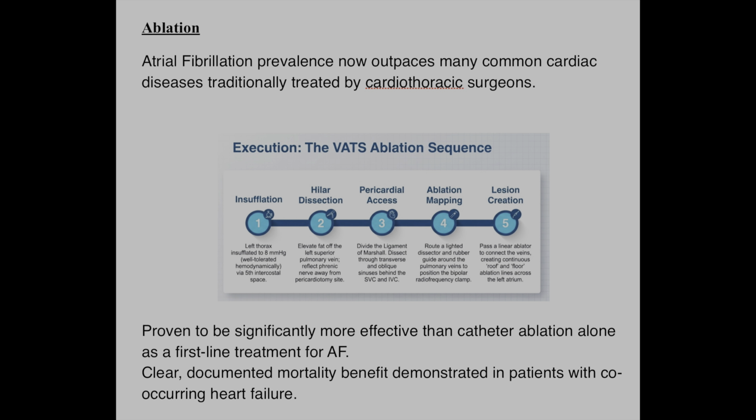and inferior vena cava. The ablation mapping: route a lighted dissector and rubber guide through a pulmonary vein to position the bipolar radiofrequency clamp. Lesion creation: pass a linear ablator to connect the veins, creating continuous roof and floor ablation lines across the left atrium.